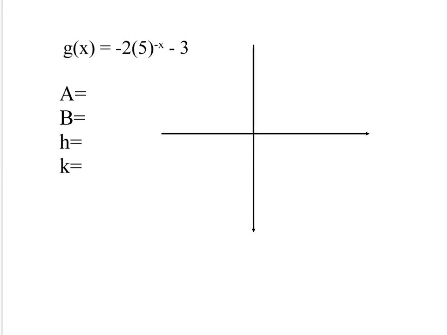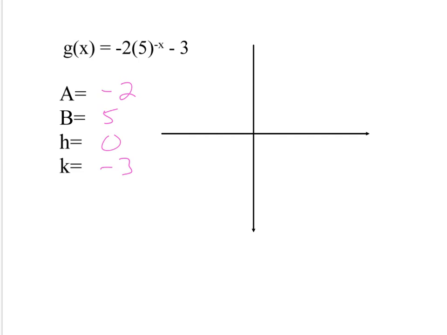You guys try graphing this one. Stop the tape and go ahead. Okay, you should have found that the A was negative 2. Our B is 5. Our H is 0, and our K is negative 3. Also note we have a negative exponent, so just be careful there.